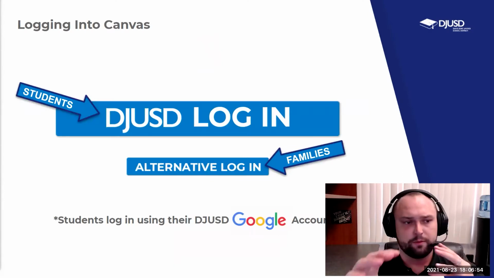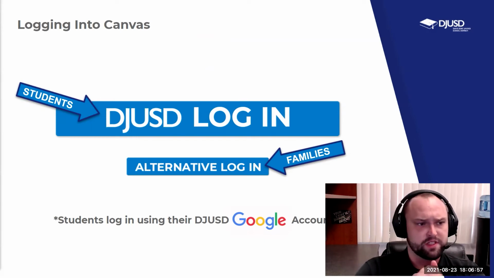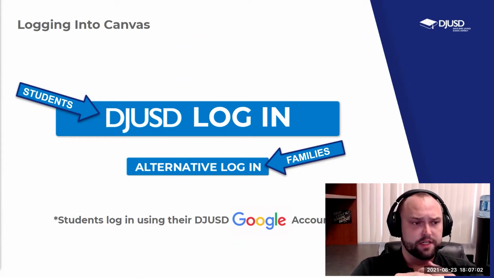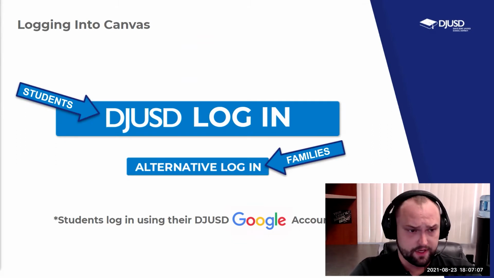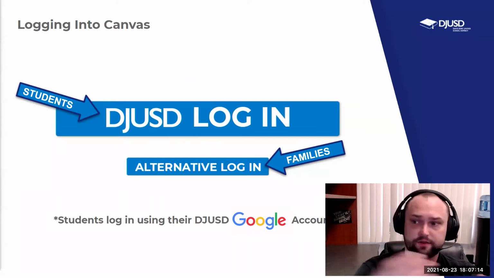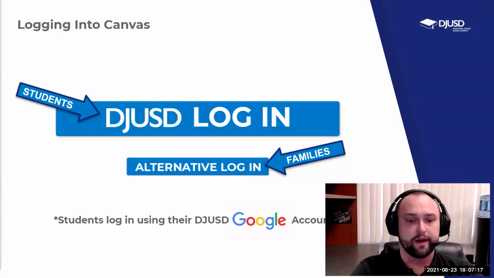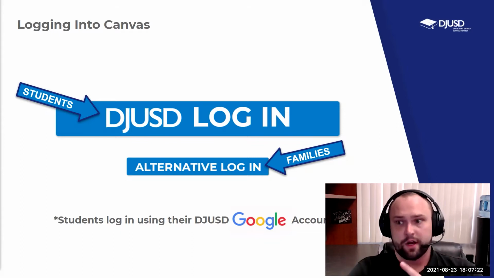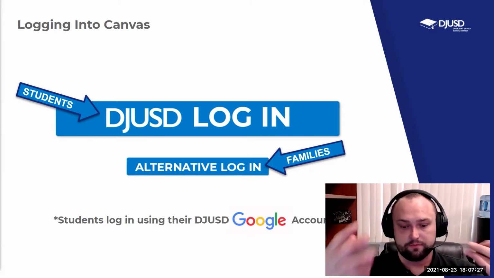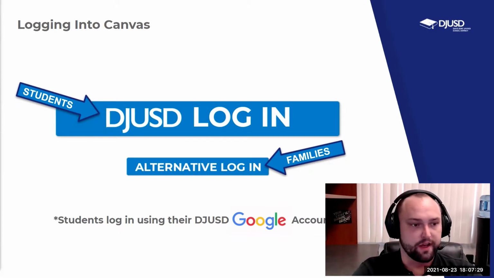When you do click log into Canvas or you go to djusd.instructure.com, you'll be prompted with two buttons. One's DJUSD login and one is an alternative login. The DJUSD login is for students and they're going to be using their Google account. So if you've never been with DJUSD before, I do suggest that you go to any Google product. So you can go to Google Docs, Google Draw, or even accounts.google.com and activate your Google account and then log into Canvas because we are using your Google account. That way you can access all your files all in one account.